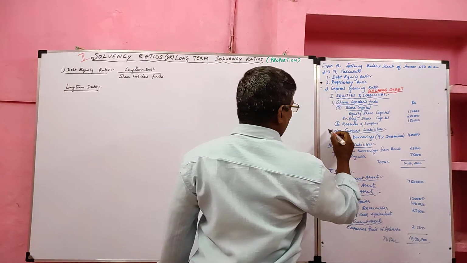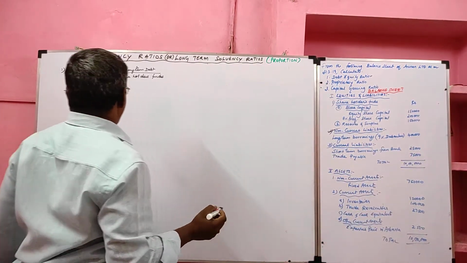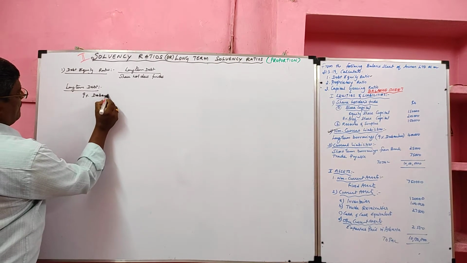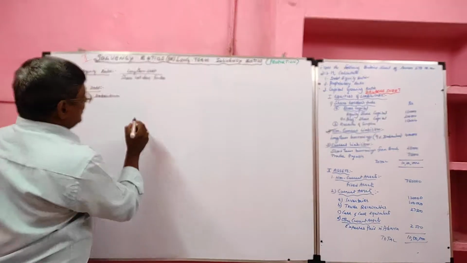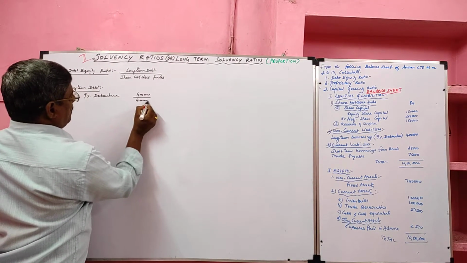So here non-current liabilities are given. Long-term borrowing: 9% debenture 4 lakh. So we'll take only debenture. 9% debenture rupees 4 lakh. So only one item given.